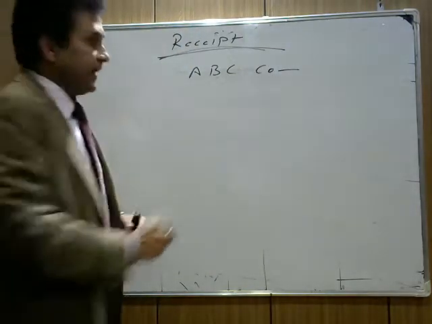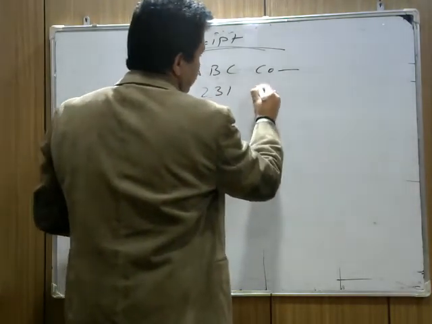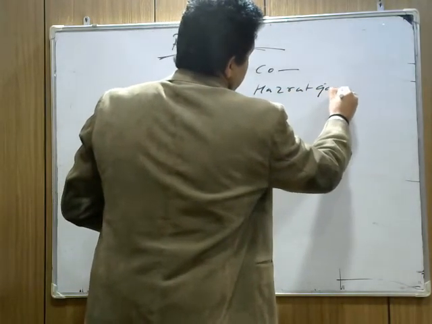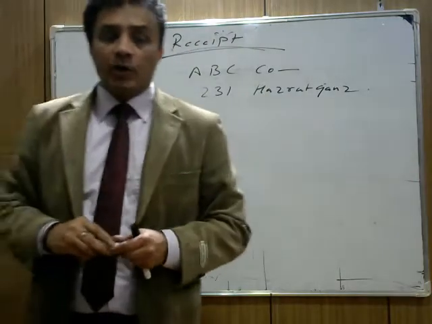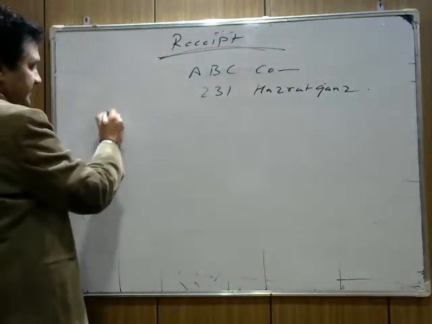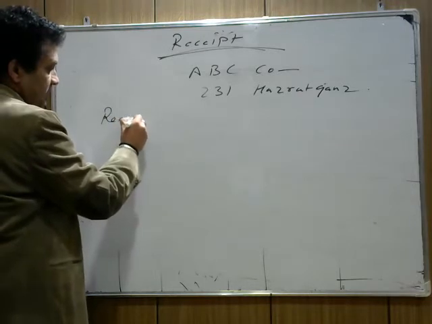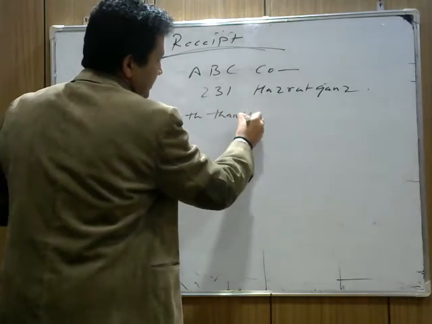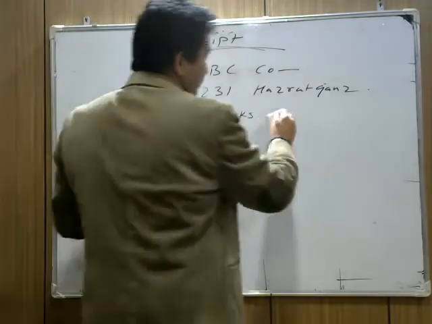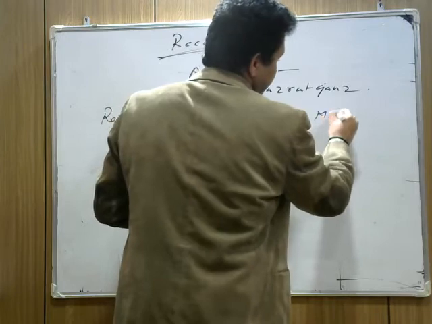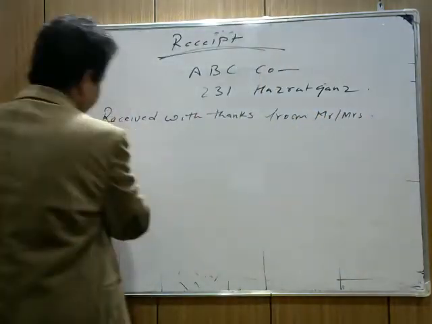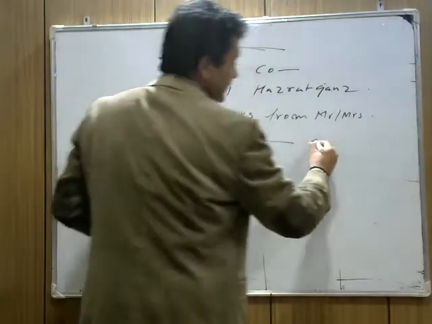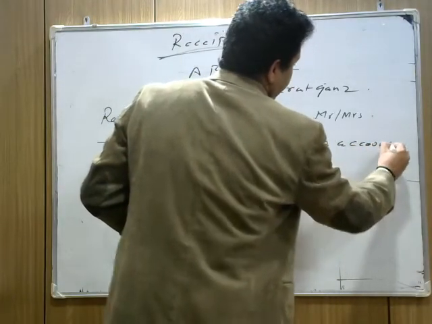Now here, the address, suppose we write 231 Hajatganj, Lucknow. Okay, the name and address are coming. He mentioned "Received with thanks from Mr. and Mrs. (your name is coming over here) on account of..." On account of किसके बदले? On account of.